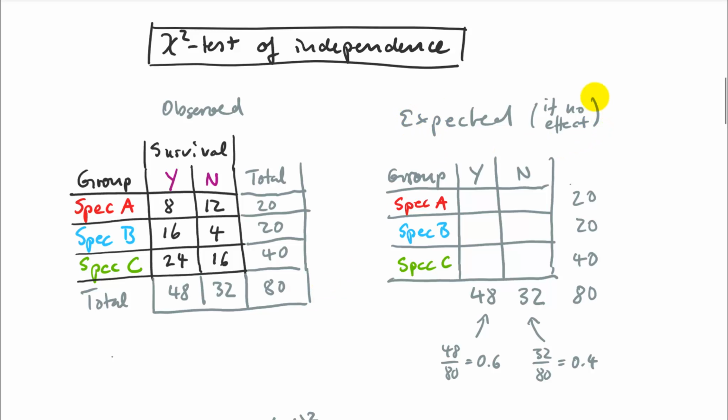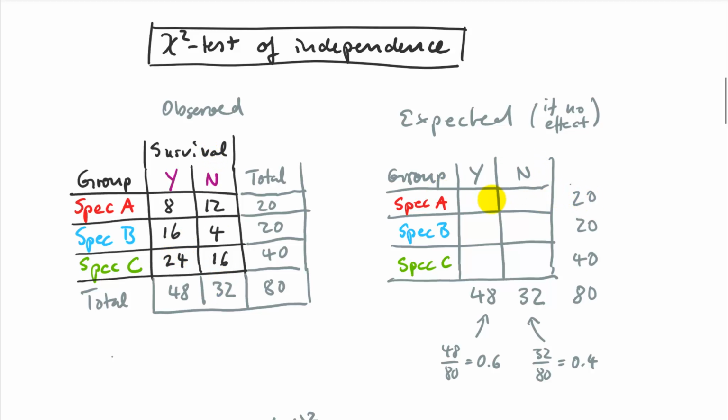And now I have to create an expected table if there was no effect. So how am I going to do this? I'm just going to look at the columns here, at the totals. So 48 and 32, those are my overall totals across all species. And if there was no effect, they would all have that same ratio. So let's see what that is. 48 divided by 80 is 0.6, and 32 divided by 80, so divided by my total, is 0.4. So on average, 60% survived and 40% died.